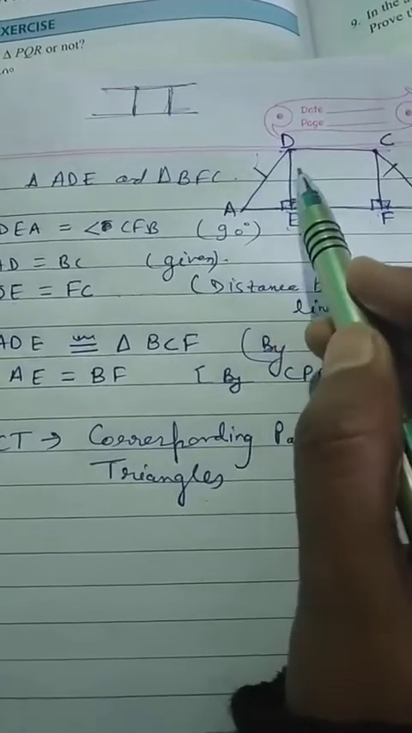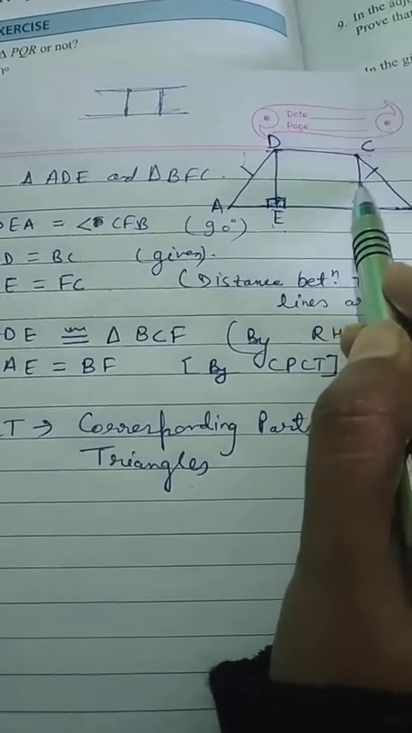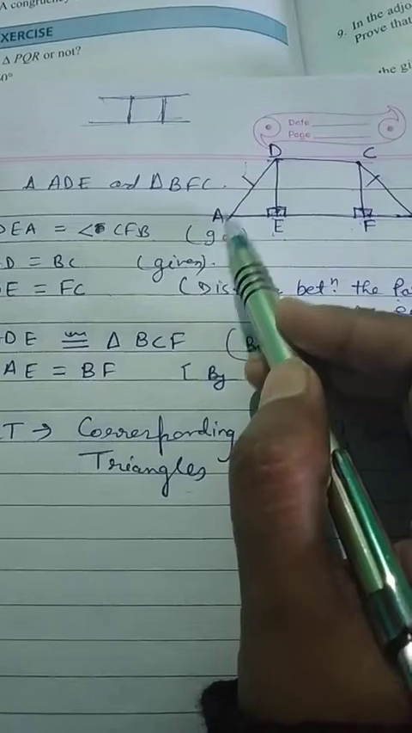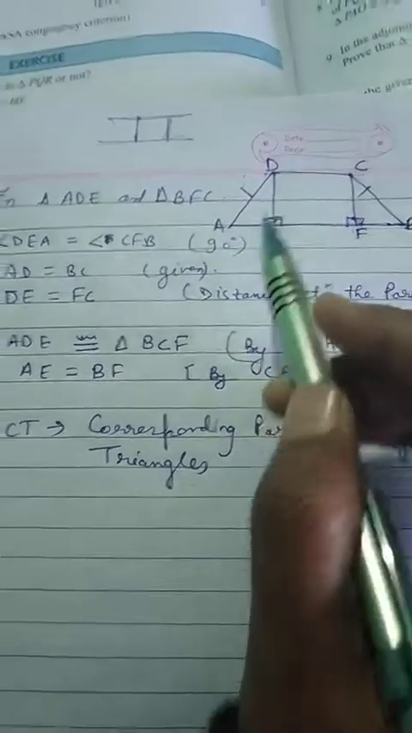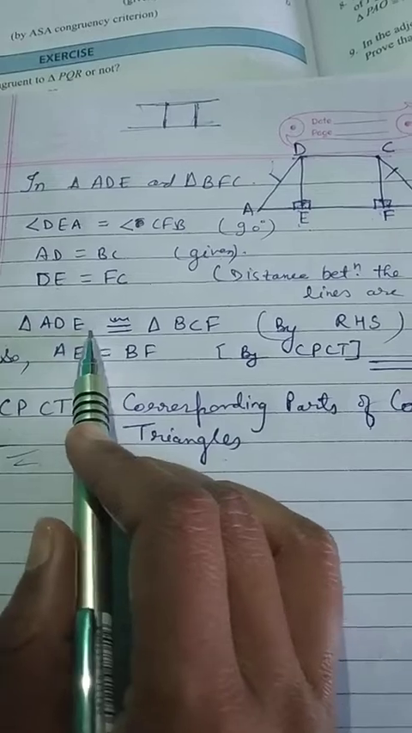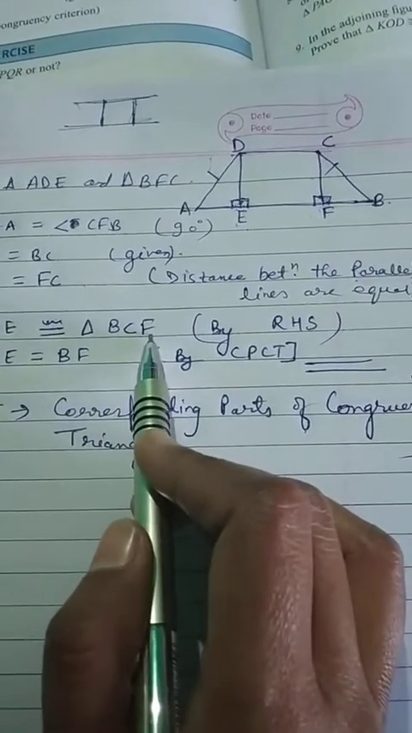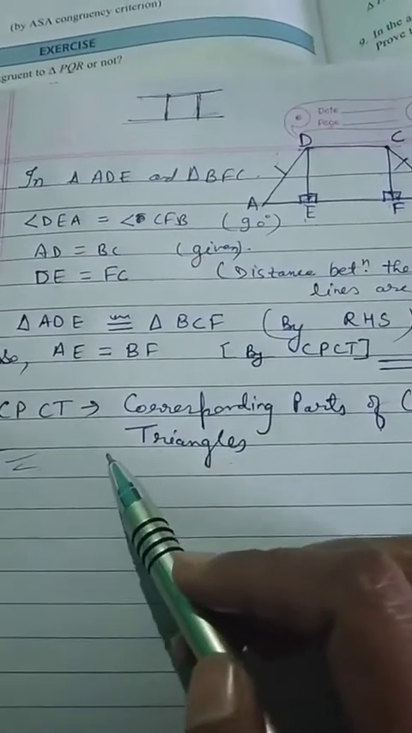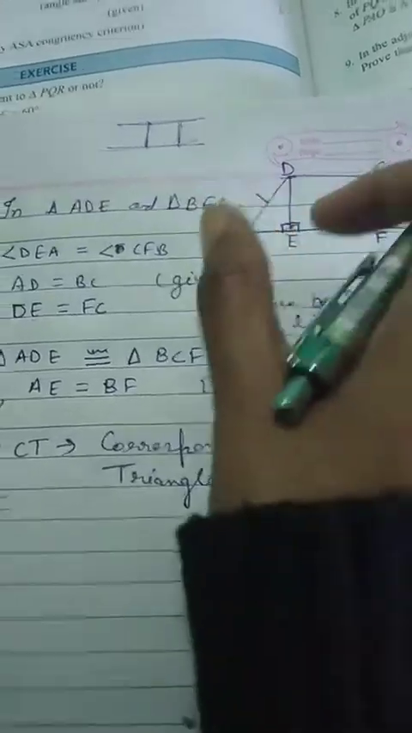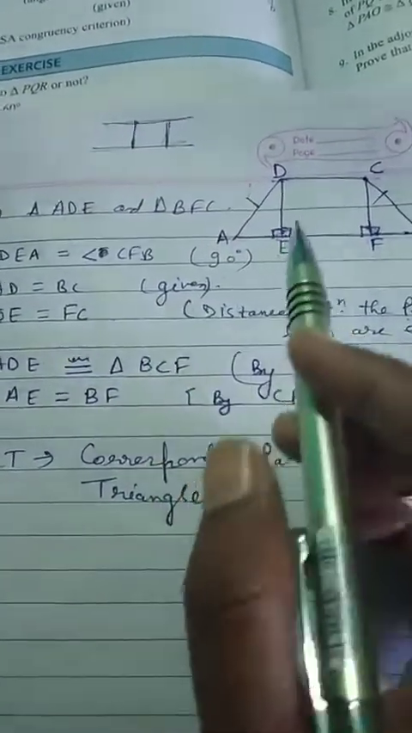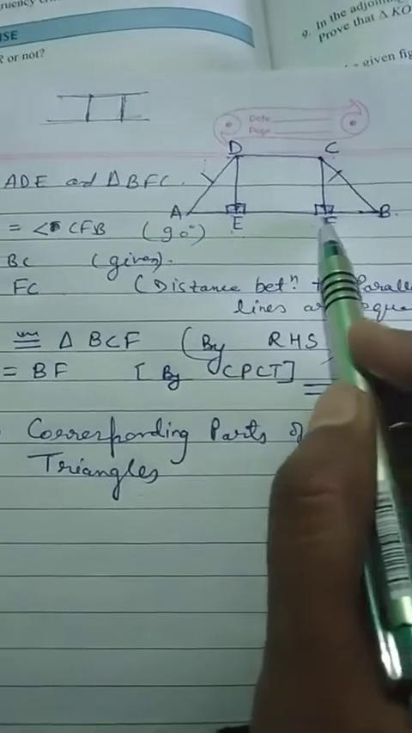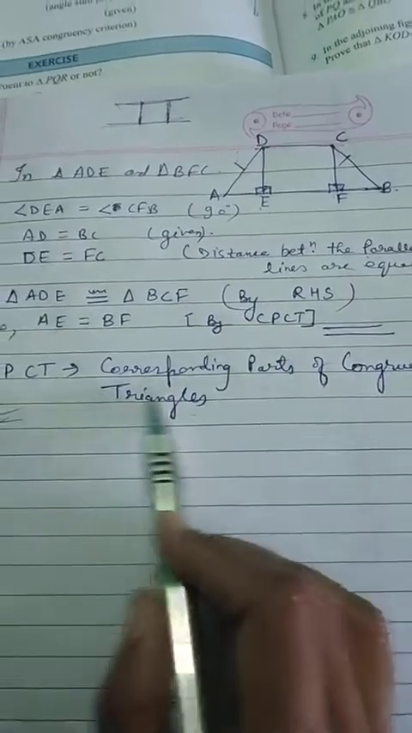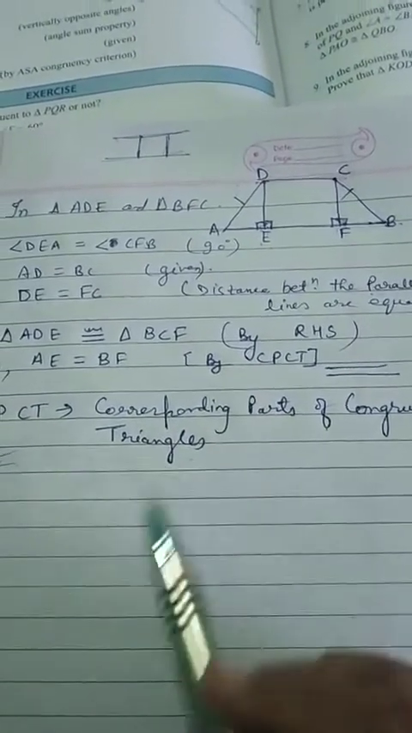Okay. Now you can see this side is equal to this side, and this angle is equal to this angle. So right angle, hypotenuse, and one of the sides. So by RHS, triangle ADE is congruent to triangle BCF. By which condition? RHS: right angle, hypotenuse, side. Okay. So if the triangles are congruent, then all the corresponding parts will be equal. So I have taken AE is equal to BF by CPCT. CPCT means corresponding parts of congruent triangles.